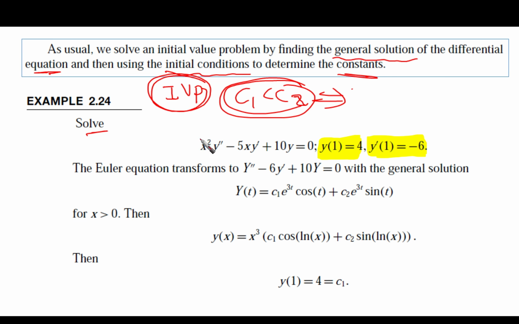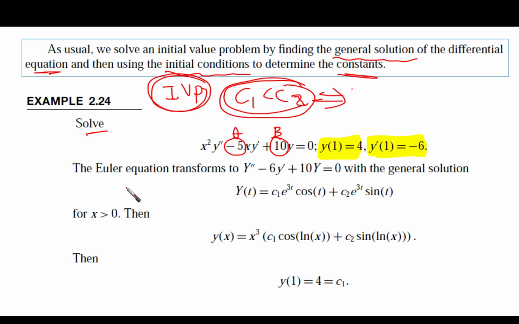Solve x squared y double prime minus 5xy prime plus 10y equal to 0. As you can see, it's x squared, there is a constant here which is minus 5 times x times y prime, and there is a constant here which is 10. This is going to be our A, this is going to be our B. We want to solve this equation for the initial conditions y of 1 equal to 4 and y prime of 1 equal to minus 6. So this is what we are going to solve.